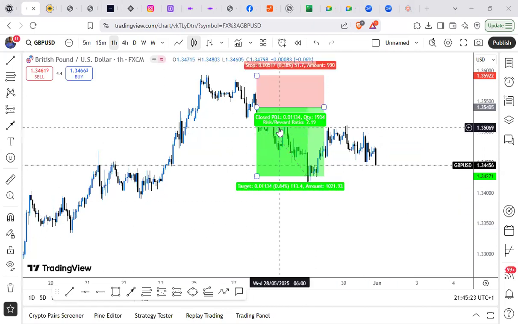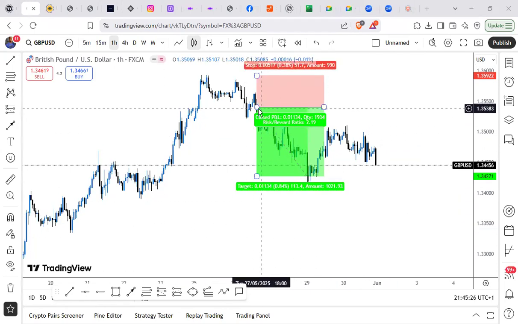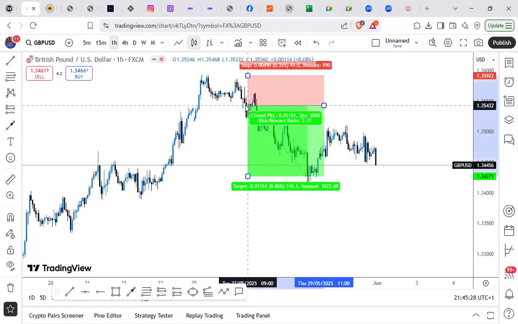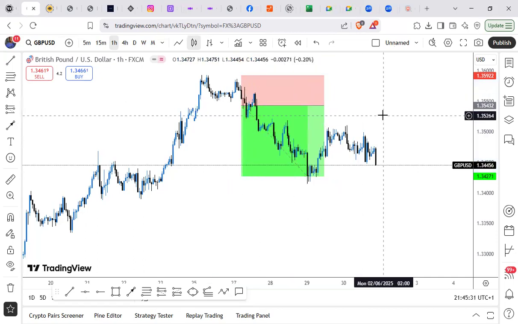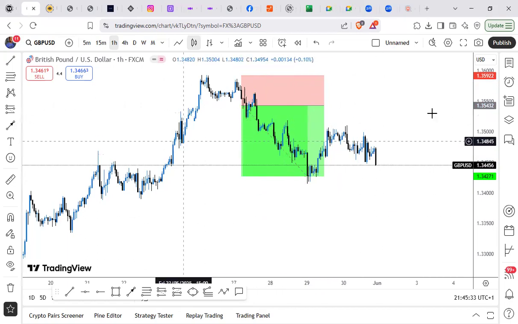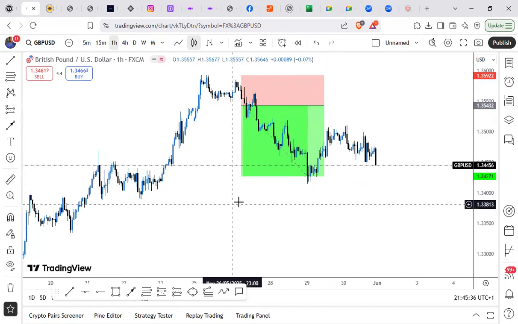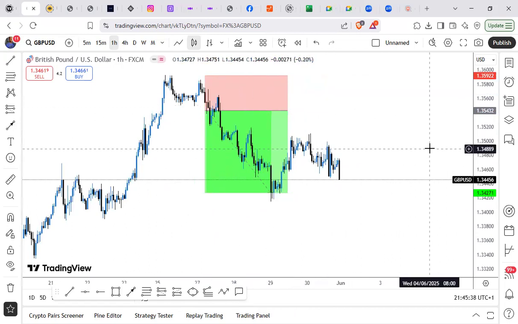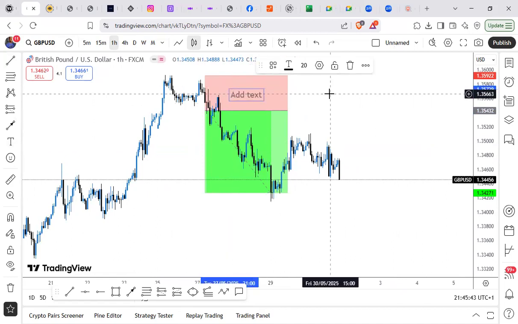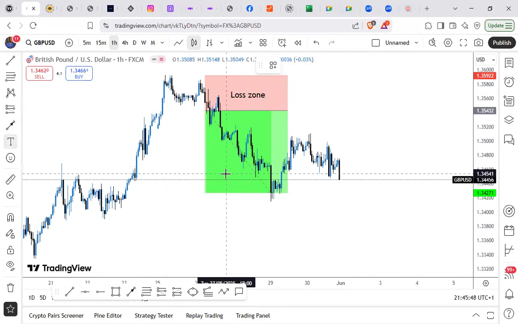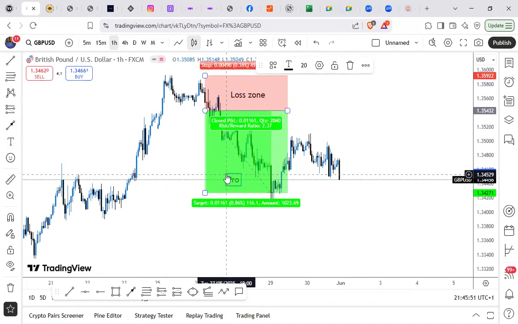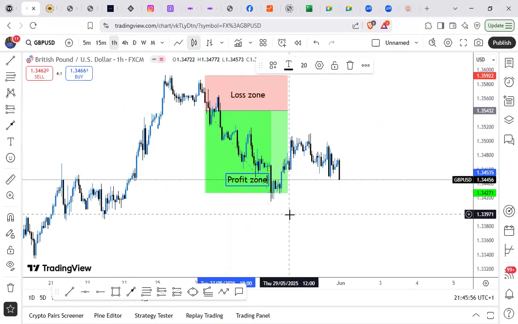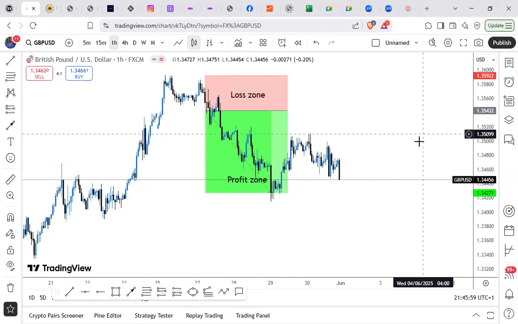All right, good. So someone asked about stop loss and take profit. Let me use this as an example. Based on this trade, this particular GBPUSD, you can see this loss zone. Why this area is called your loss zone and your profit zone.